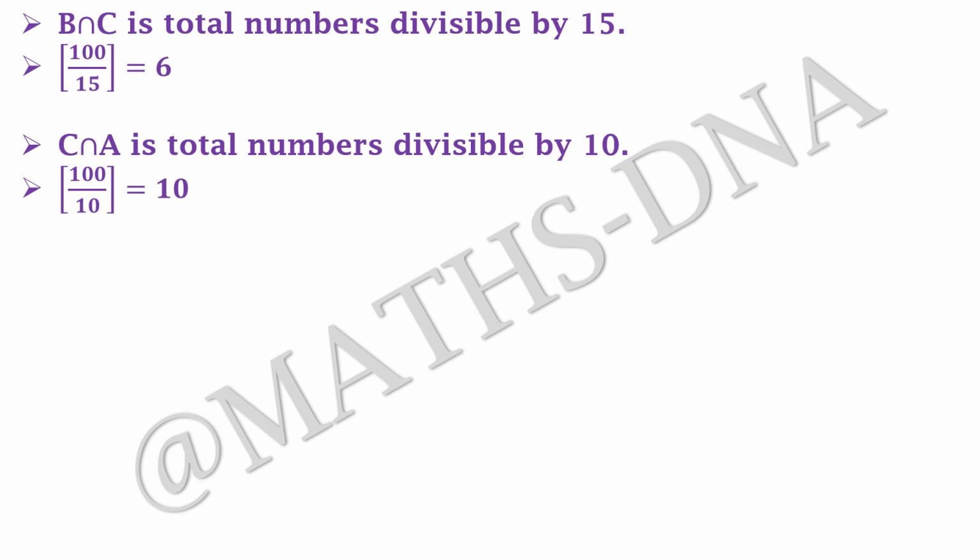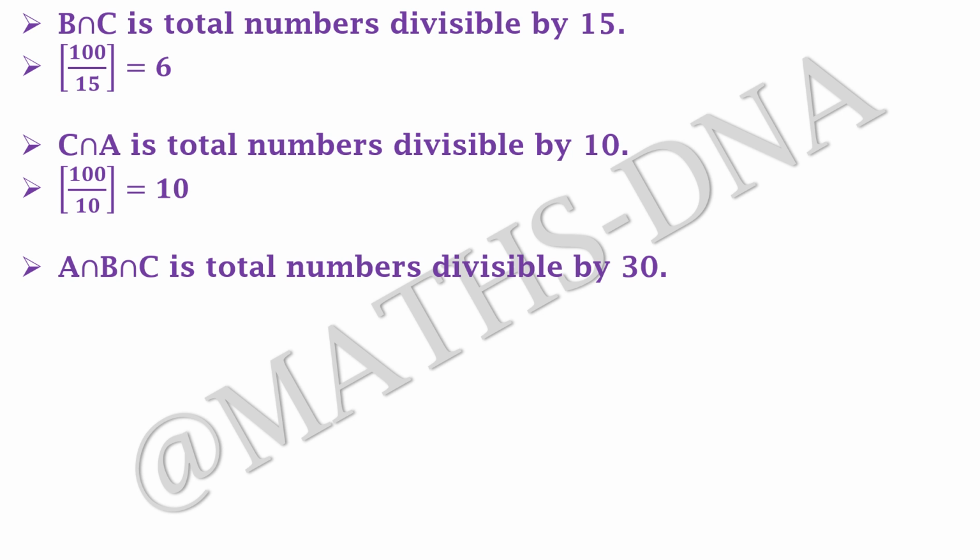Now when we have removed many of them, still there are some numbers that are divisible by all 3 of them, and those were counted and removed twice, so we need to add them again, that is A intersection B intersection C. That is the total numbers that are divisible by 30, and that will give you 100 upon 30, that is equal to 3. Remember, we are taking the greatest integer. The answer will be in fractions, in decimals, but we only need to take the integers.